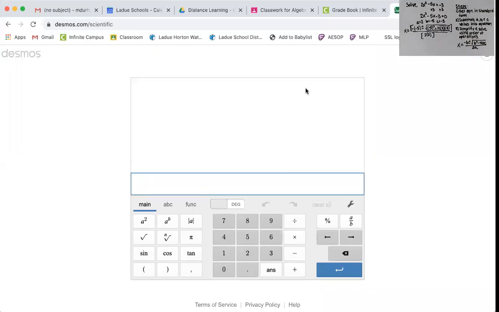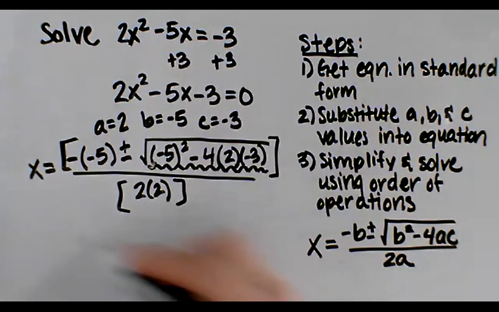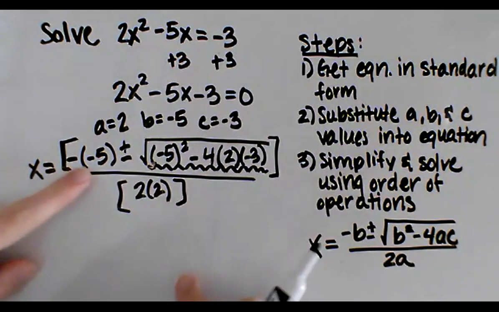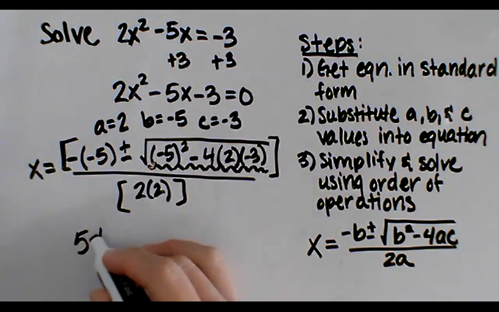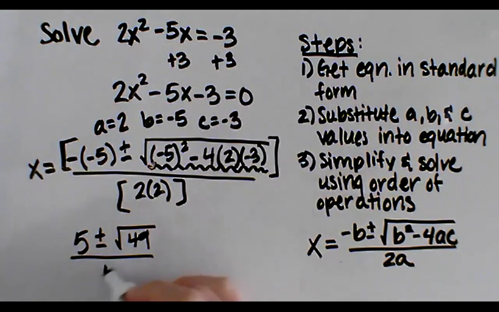So we're going to type the part underneath the square root into our calculator, exactly how I see it: -5 squared minus 4 times 2 times -3. It's going to tell me that we have 49. So now I'm going to replace that right here in our problem, and I'm going to simplify some other things as I go. So -1 times -5 is really +5. Plus and minus the square root of 49 divided by, I can do 2 times 2, which is 4.